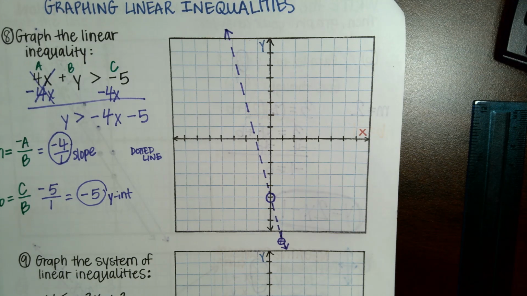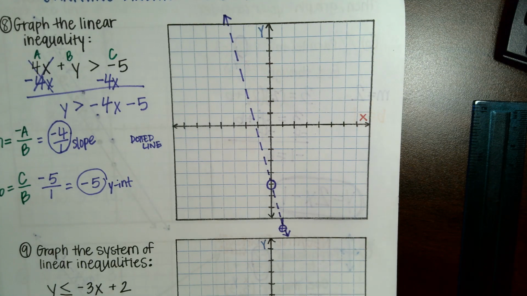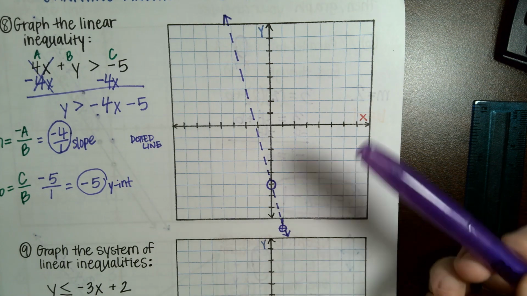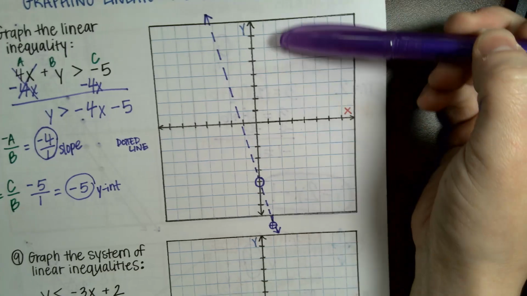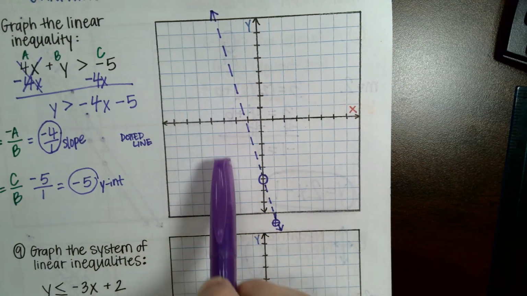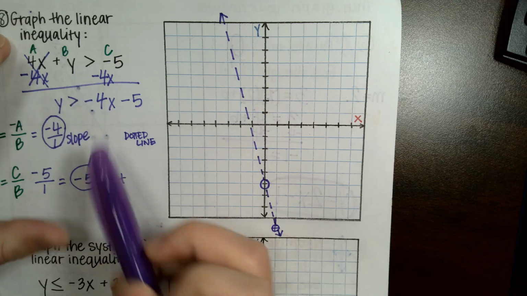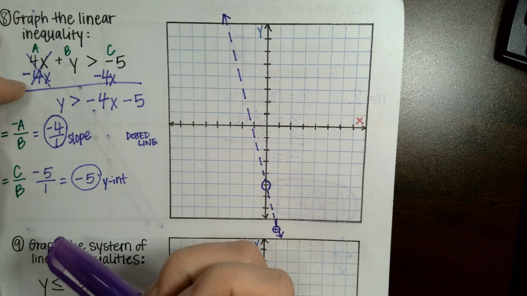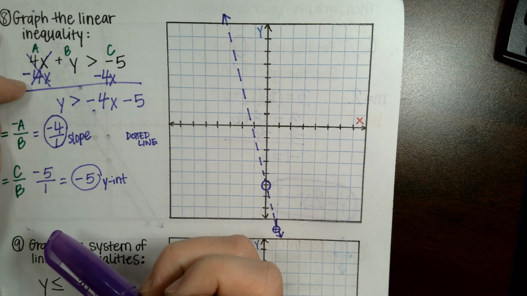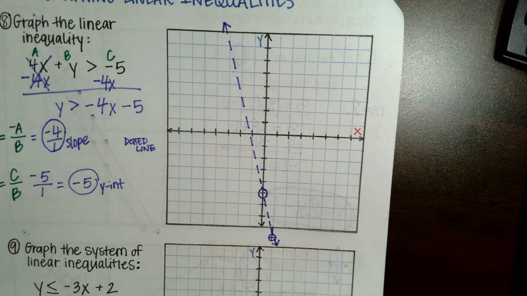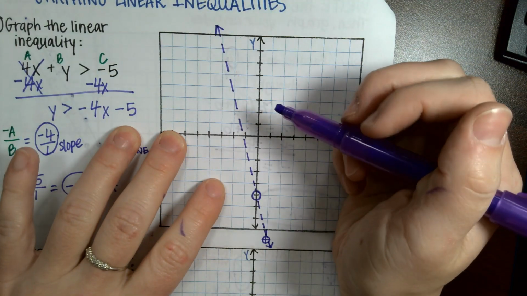Okay, so now that we have our dotted line, we've got our points, we just need to decide whether we shade above the line or below the line. So what's our symbol? Greater than. So that's what I said, above the line. Yeah, I heard that. I was thinking the fact that we're in the negative.